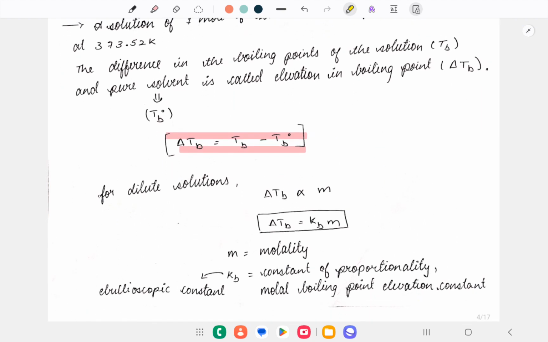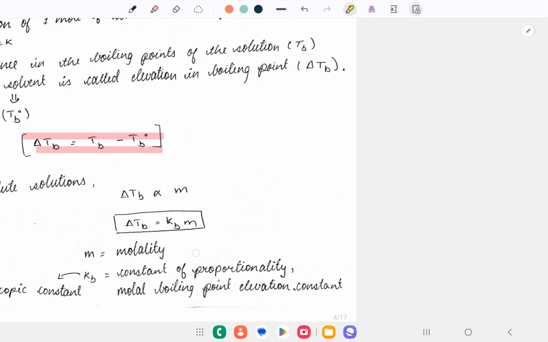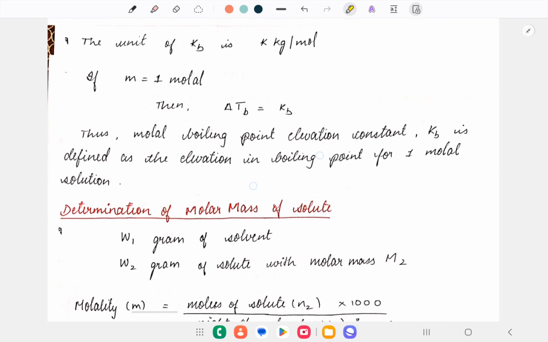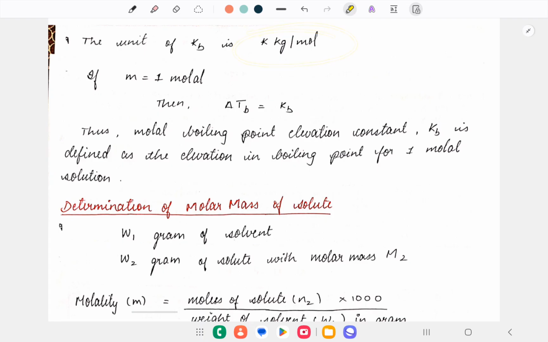Further experiments have shown that for dilute solutions, the elevation in boiling point is directly proportional to the molar concentration of the solute in the solution. When we remove the proportionality sign, we get a constant of proportionality called the molar boiling point elevation constant, or ebullioscopic constant. And the units of Kb are as follows.